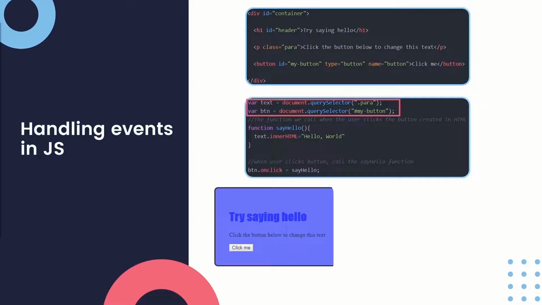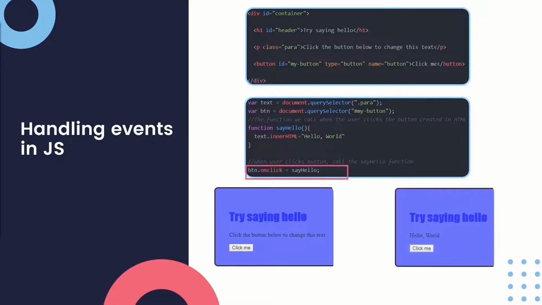What we're doing is, again, bringing a text field and a button into our JavaScript by calling the querySelector method. So we are just referencing those elements. Then we create a function that says hello. All this function does is take the text that's in the HTML, the one that says "click the button below to change this text," and change that text to "hello world."